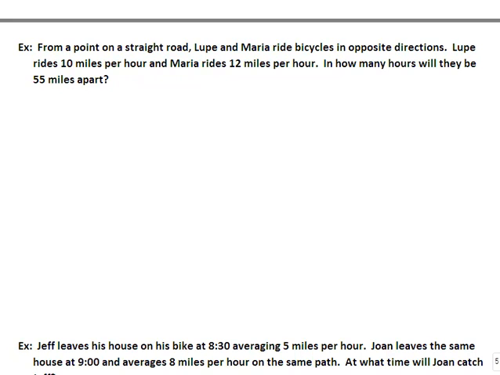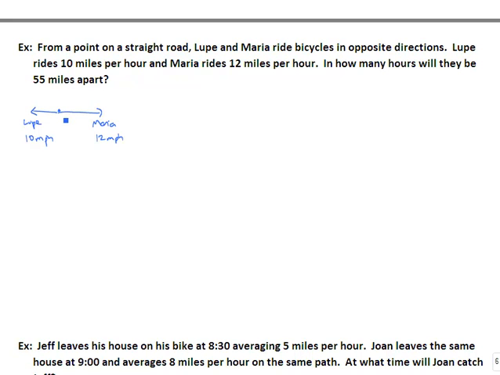In this next example, we have from a point on a straight road, Lupe and Maria ride bicycles in opposite directions. Lupe rides 10 miles per hour and Maria rides 12 miles per hour. In how many hours will they be 55 miles apart? So I'm going to actually draw a little diagram here so you can visualize what's going on. From the same point on a road, Lupe goes one way and Maria goes another way.